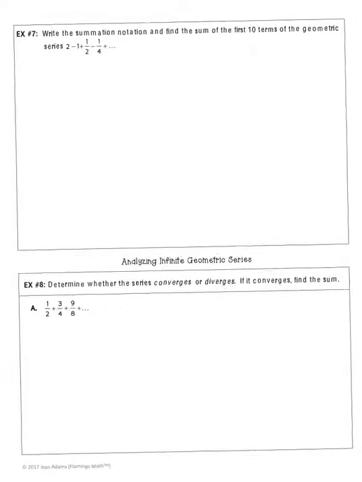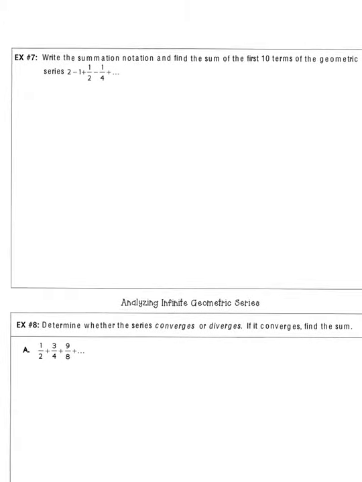All right, so for example 7, you are to again write the summation notation and find the sum of the first 10 terms. So again, I'm going to pause. You're going to write the notation and find it and then check your answer. So sigma notation, n is going to equal 1. And then as we go from our first term to our second term, it got cut in half and got a negative. So it looks like we're multiplying by a half and it's a negative half. Same thing here, that's multiplying by a half, multiplying by a half.